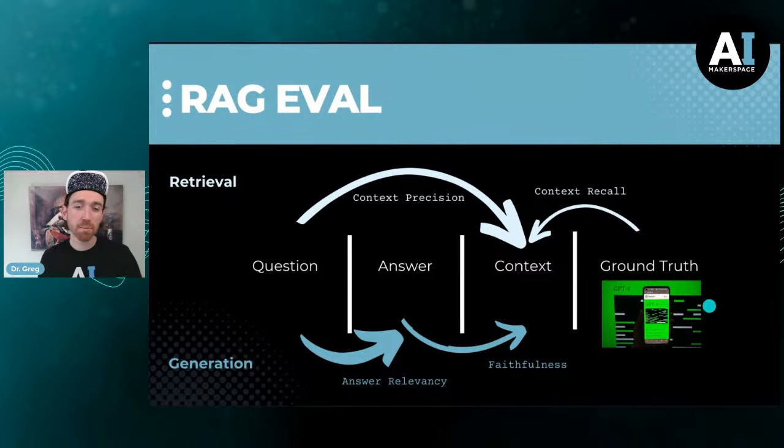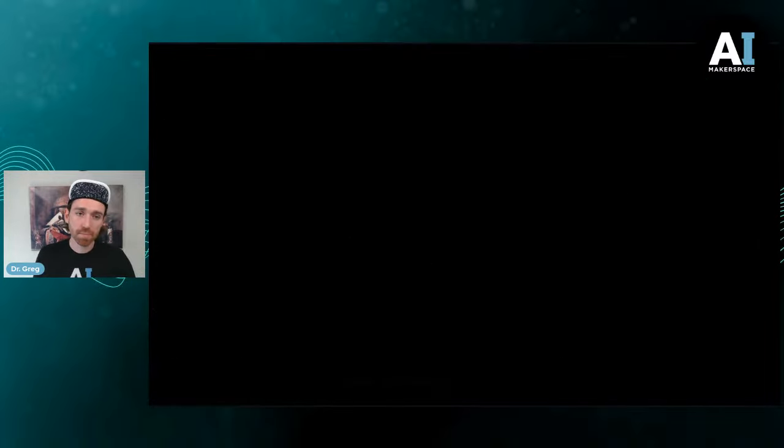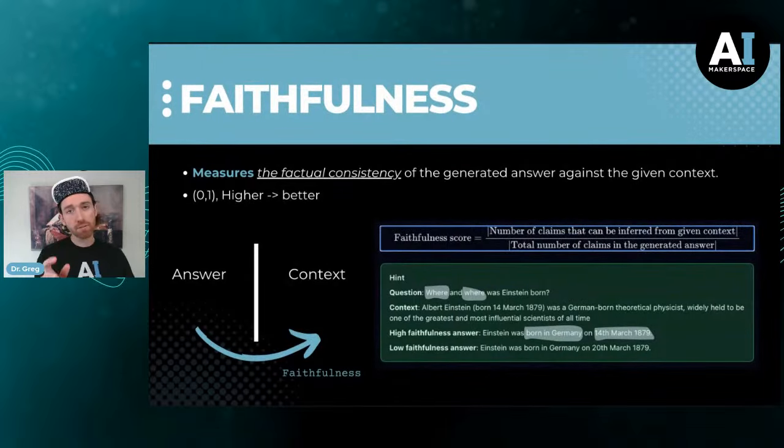Let's dig in a little bit deeper to each one so that we really start grokking each metric individually, because they're slightly different but nuanced. Faithfulness is trying to measure this factual consistency. Let's look at an example. The question: where and when was Einstein born? Context: Albert Einstein, born 14 March 1879, was a German-born theoretical physicist, et cetera, et cetera.